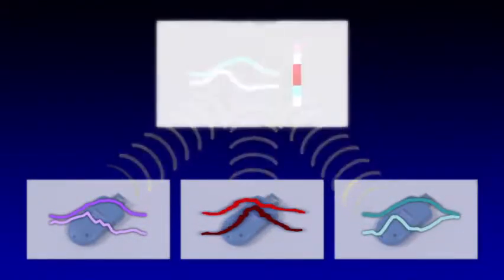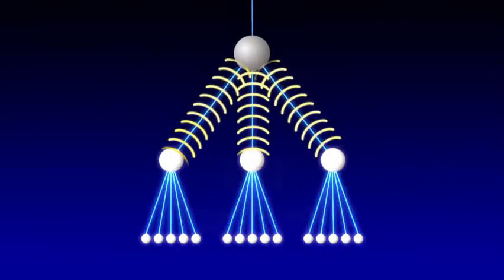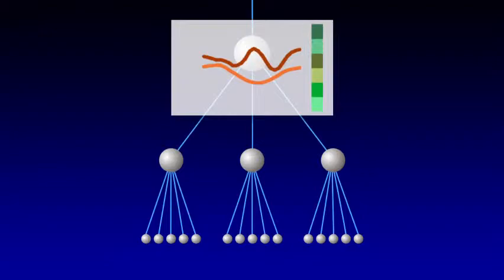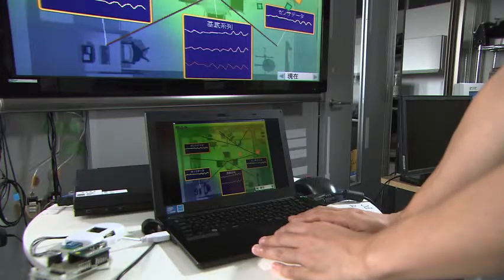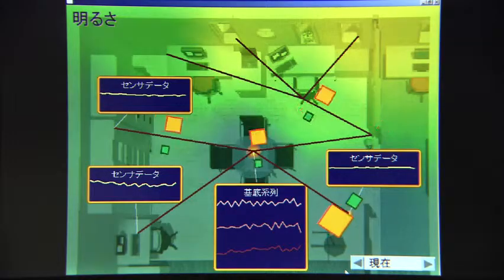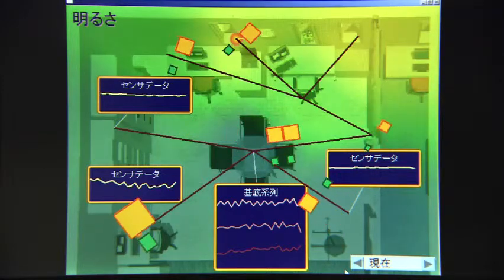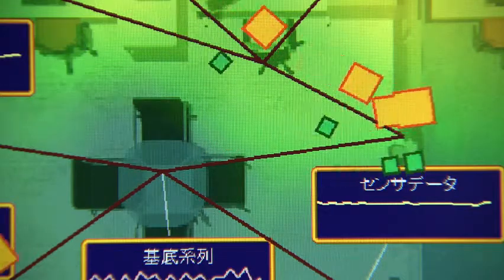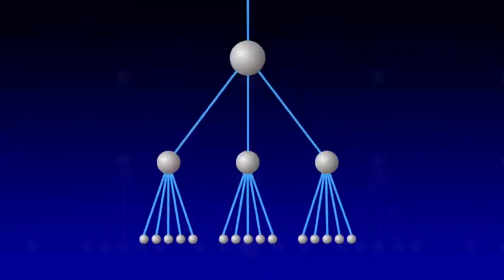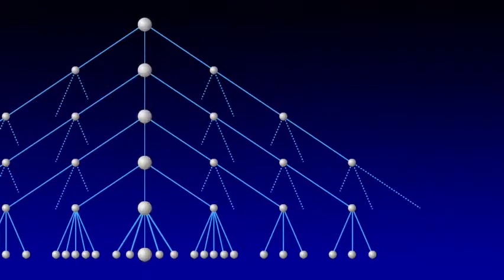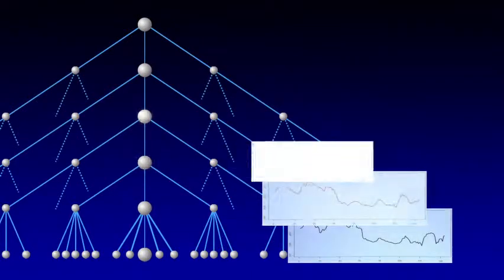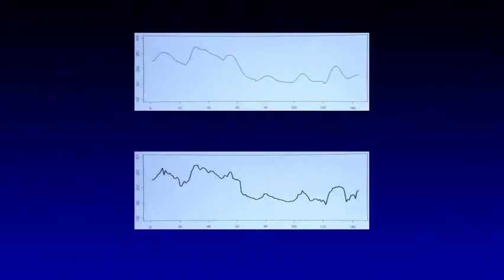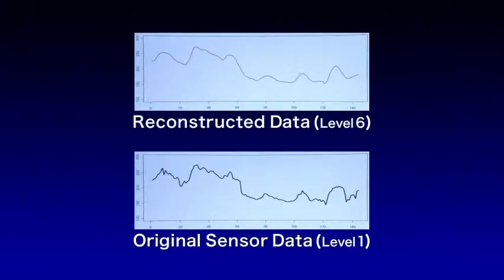This process can be performed at each terminal and at each level, resulting in a major reduction in the amount of transmitted data. In this demonstration, the yellow blocks represent the amount of original sensor data, and the green blocks represent the amount of data transmitted by the proposed technique. For example, air temperature data can be compressed from level 1 to level 6, and data nearly the same as the original sensor data can be reconstructed at the base station.